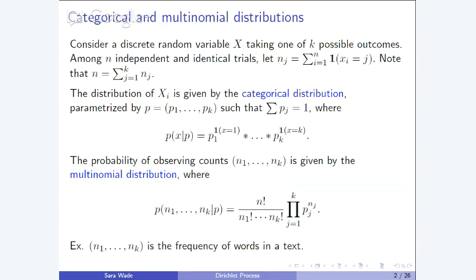Now from the categorical distribution, we can derive the distribution on the counts. And the distribution on the counts is given by the multinomial distribution. So this is just pj to the power of the counts nj, the number of times we've seen the jth outcome. And this is the multinomial coefficient here. If we have n distinct outcomes, this just counts the number of ways I can throw n objects into k bins. An example is n1 to nk could be the frequency of words in a text.